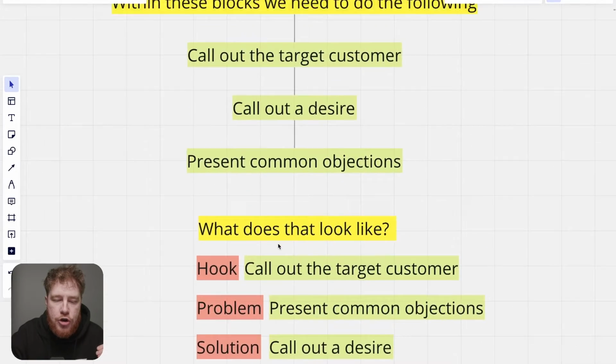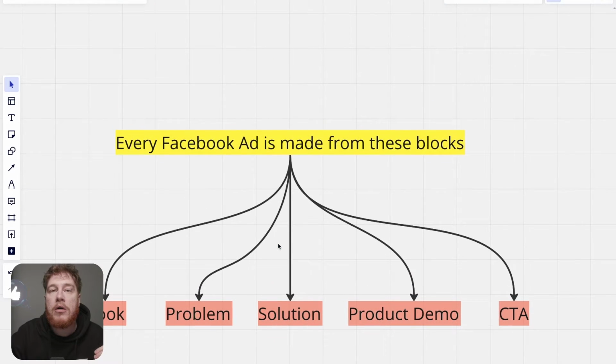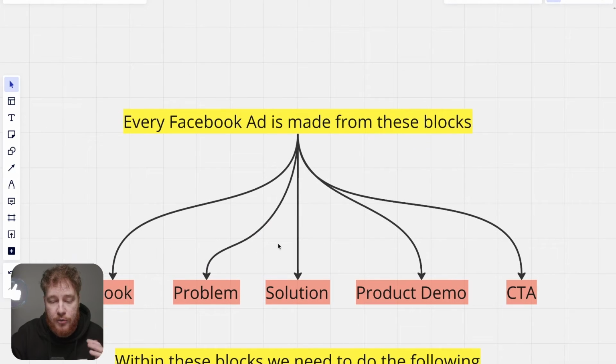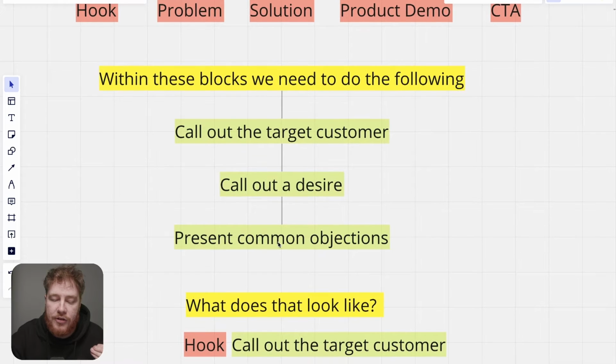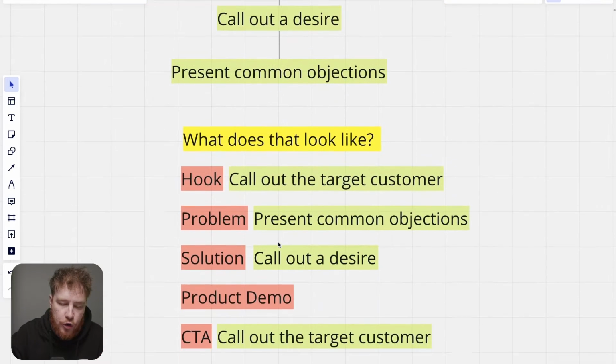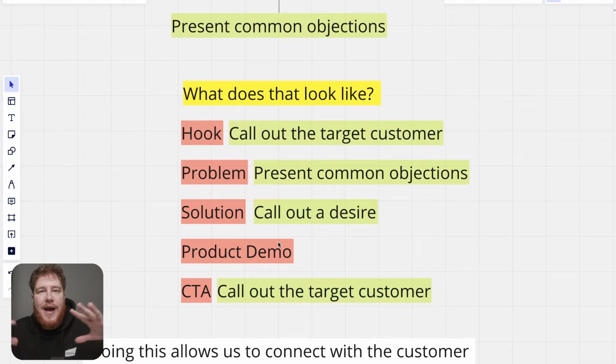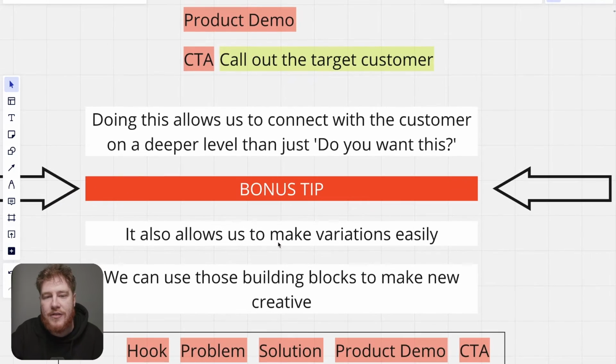So now that we know all of this, we know what a successful Facebook ad is made out of in terms of the actual physical building blocks. We know what goes into those building blocks in order to make them convert and speak to the customer. But how does this help us in the long term? Because you can make this formula forever. You can make endless creative doing this, and that's exactly what we do at Fraggle. But we can take it a little bit further with this bonus tip.